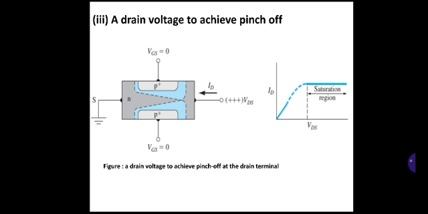The drain voltage at pinch off is referred to as VDS SAT. So the drain voltage here is called VDS SAT. For the condition VDS greater than VDS SAT, that is, VDS greater than the saturation voltage, the transistor is said to be in the saturation region, and the drain current for the ideal case is independent of VDS. So this is about the drain voltage to achieve pinch off.